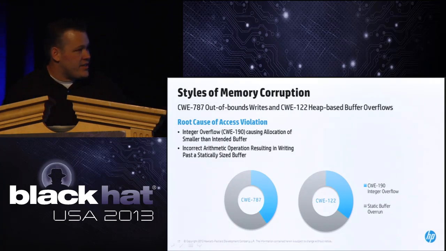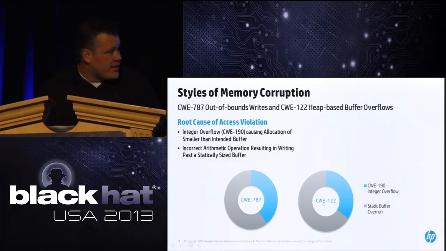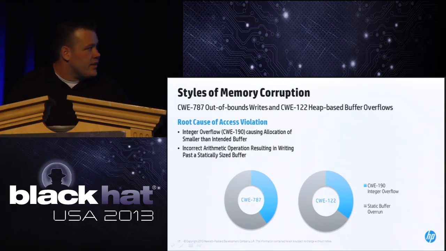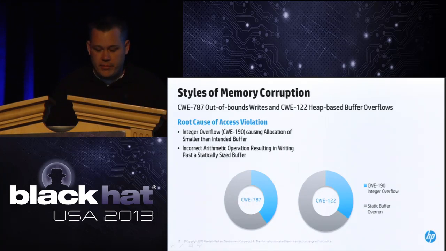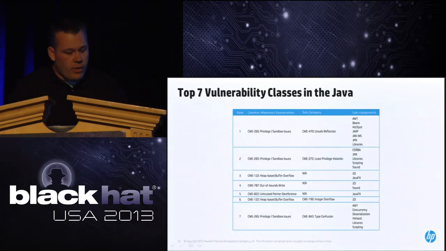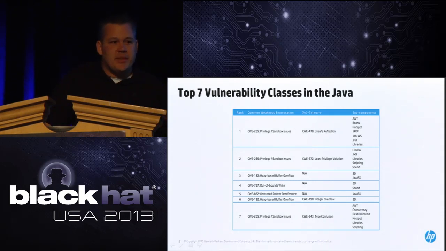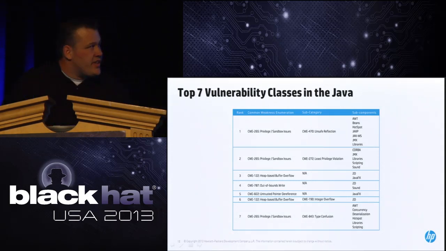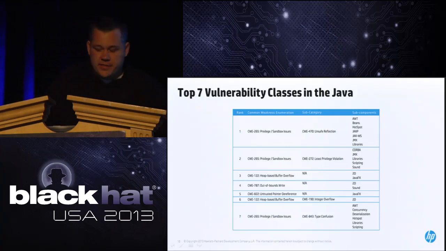So it's an interesting look at the vulnerabilities themselves and the fact that there are two different types, but incorrect arithmetic operations is a majority of those memory corruptions. So taking that information and marrying it with the ZDI information and all the data sources that we had, we could determine the top 7 vulnerability classes for Java.